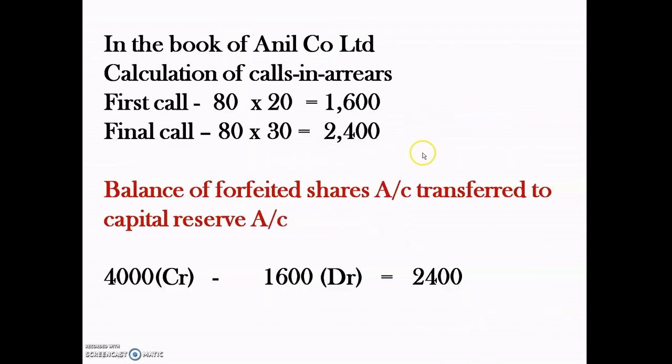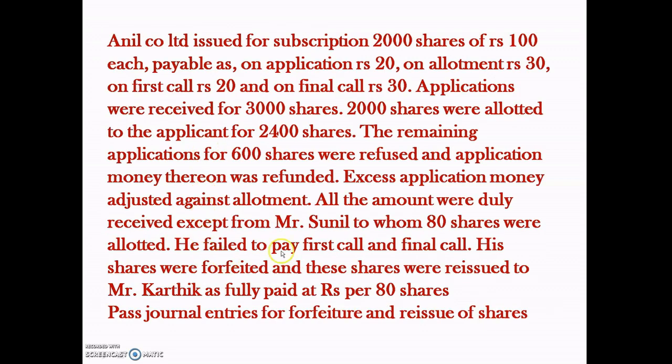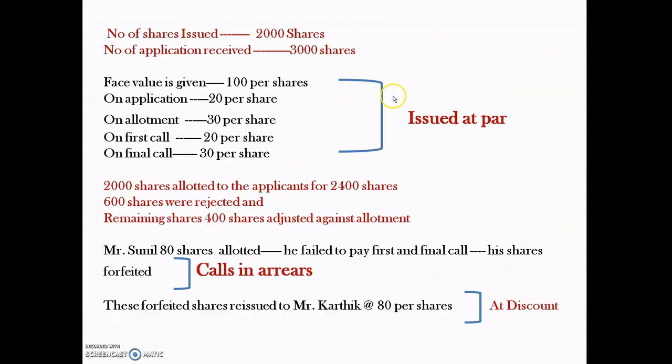Next, calculation of calls in arrear in the books of Anil Company Limited: first call and final call. Mr. Sunil was allotted 80 shares and he failed to pay the first and final call money. First call money per share is 20 and final call money per share is 30.